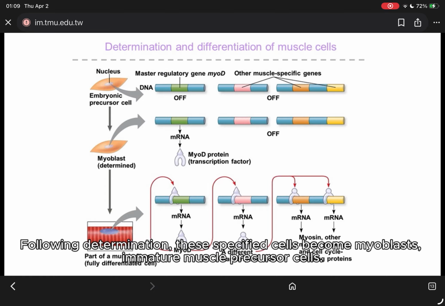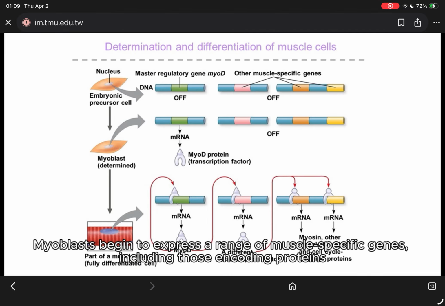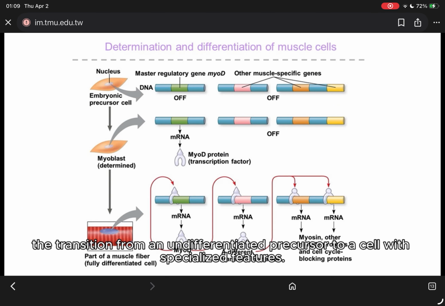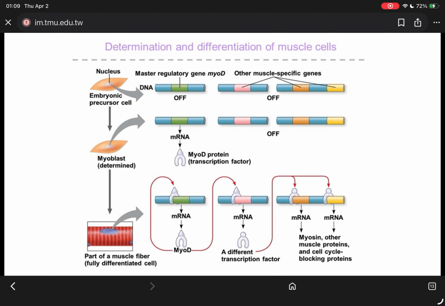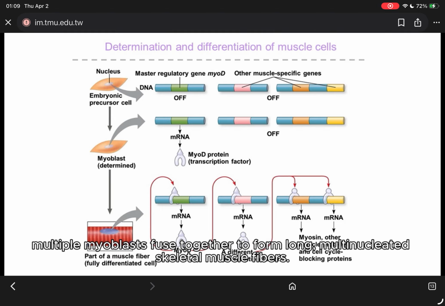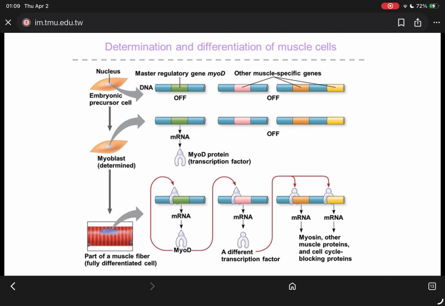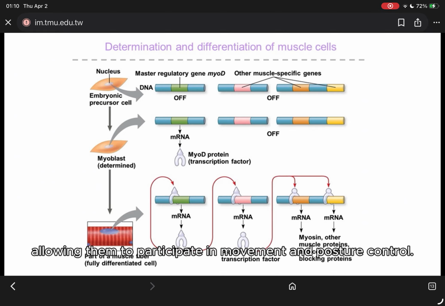Following determination, these specified cells become myoblasts, immature muscle precursor cells. Myoblasts begin to express a range of muscle-specific genes, including those encoding proteins such as actin and myosin, which are essential for muscle structure and function. This stage represents cell differentiation, the transition from an undifferentiated precursor to a cell with specialized features. Finally, multiple myoblasts fuse together to form long, multinucleated skeletal muscle fibers. These fibers are the mature muscle cells capable of contraction, allowing them to participate in movement and posture control.